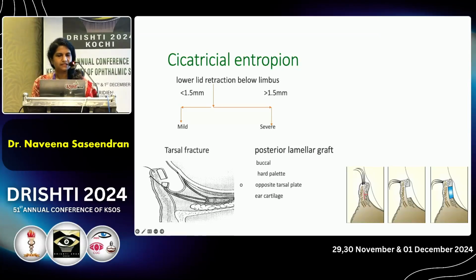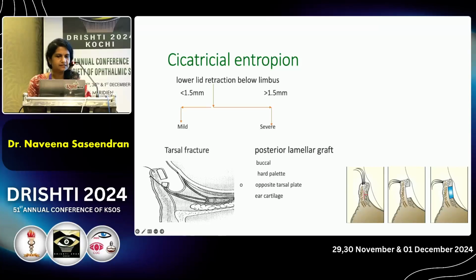Now coming to cicatricial entropion. Cicatricial entropion, the main pathology lies in the posterior lamellae, that is the tarsal plate and the conjunctiva. So in case of lower lid cicatricial entropion, here we are assessing the lower lid retraction below the limbus. If it is less than 1.5 mm, it is considered as mild, and if it is more than 1.5 mm, it is severe.